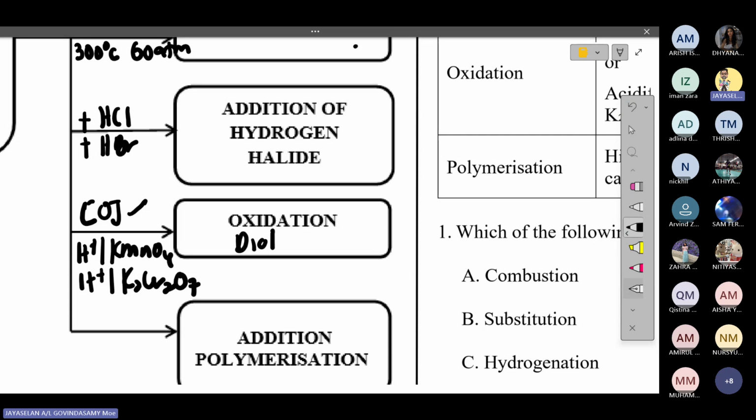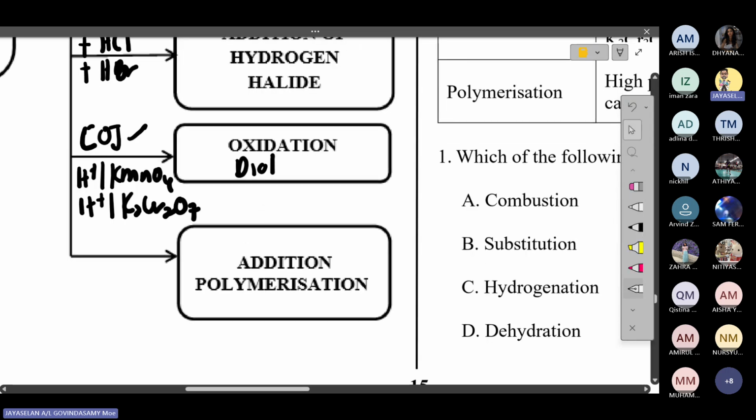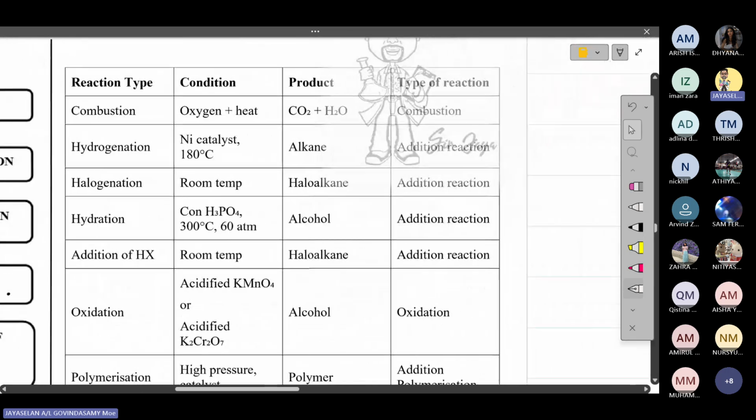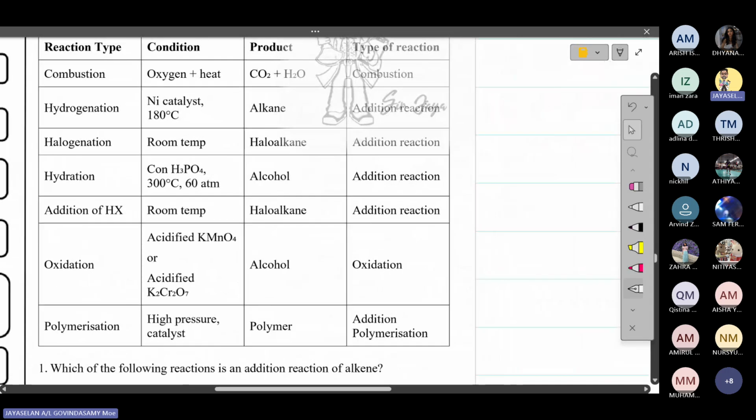Acidify potassium manganate(VII), acidify potassium dichromate(VI). Okay, last one: addition polymerization. What is this? Later. Okay, all done. We go for this one. You must memorize this table, okay. This table, what you guys must memorize, this one.